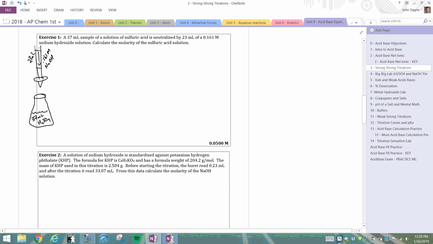So we know all of the information about the NaOH. That's our known. Our unknown is the sulfuric acid. We don't know what the concentration of that solution is. We don't know what the concentration of H2SO4 is. That's why we're analyzing it.